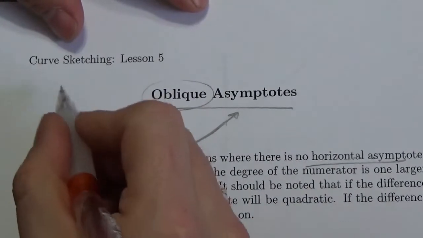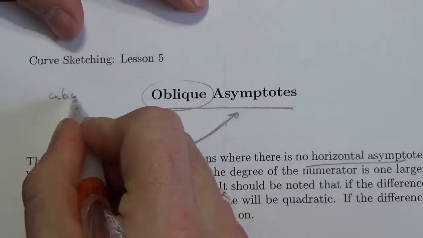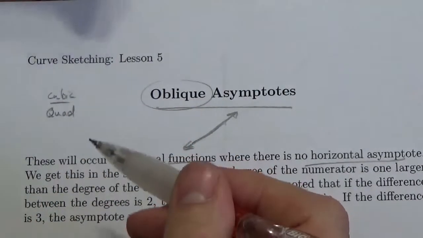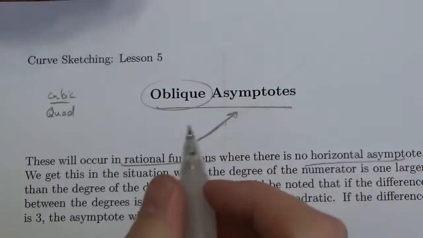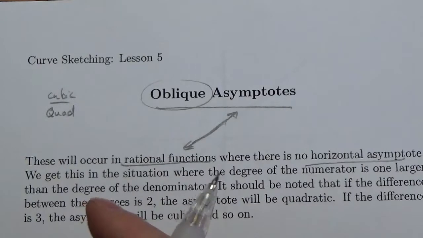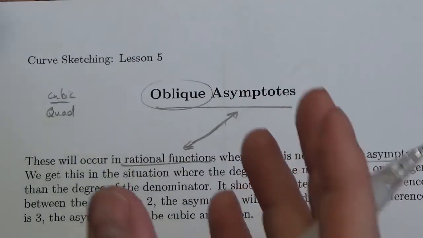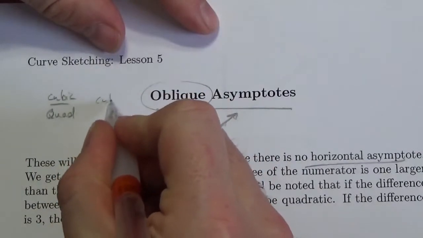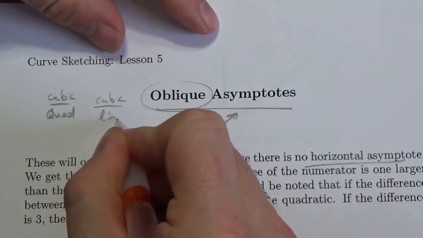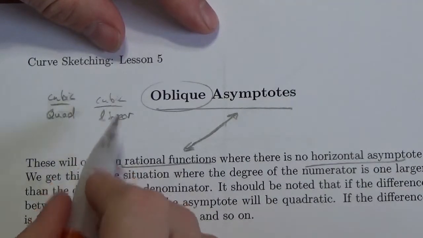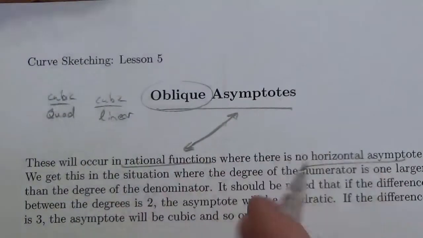If you get, for example, a cubic over a quadratic, note that the difference in the degrees here is 1. That difference in degrees is going to lead us to a linear asymptote. However, if you had a cubic over a linear, then the difference in the degrees is 2. And as a result, you would have a quadratic asymptote.